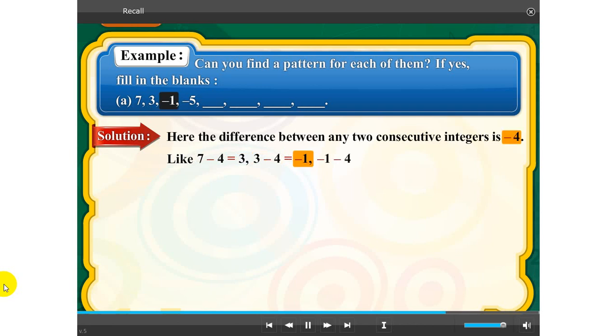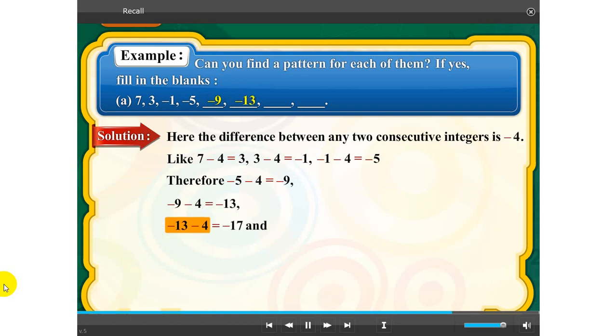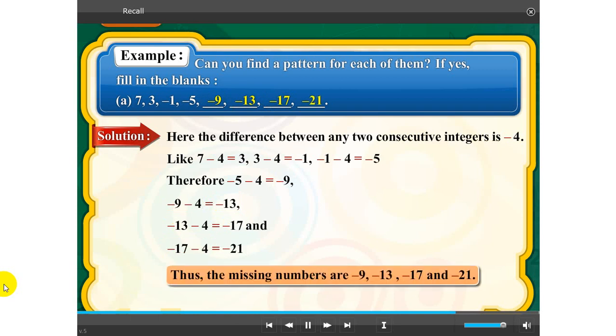-1 minus 4 is equal to -5. Therefore, -5 minus 4 is equal to -9. -9 minus 4 is equal to -13. -13 minus 4 is equal to -17. And -17 minus 4 is equal to -21. Thus, the missing numbers are -9, -13, -17 and -21.